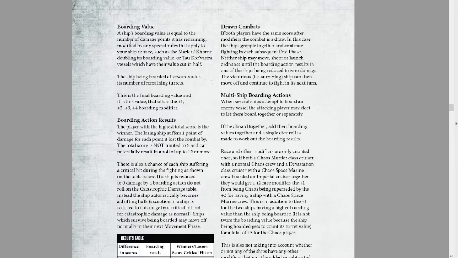Then you apply modifiers that apply to your ship or race, such as the Mark of Corn, which doubles its boarding value. Also, Tyranids double their boarding value. Or, like the Tau Corvatra, which cut your boarding value in half. And only then, if you are the defender, you add your remaining turrets, which means if you are an Explorer class starship and you have 12 hits, you halve that to 6, and only then, if you're the defender, add 5 for your turrets. That's just one example of the situation. Then you compare the two boarding values and determine the benefit of the modifier.